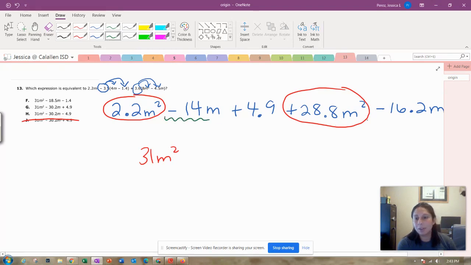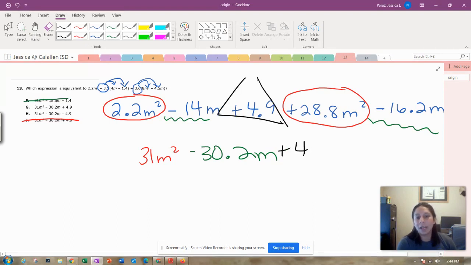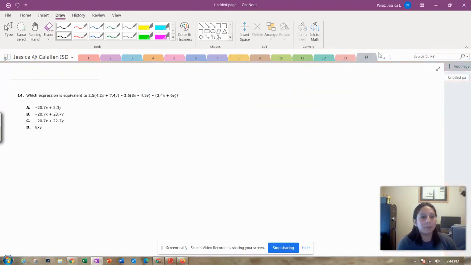Okay, next, we have to combine our m. So m with m, together that's going to give you negative 30.2m. And so far that marks off F, so it's either G or H. And lastly, you're trying to figure out what number you had. We were adding 4.9. So here, adding 4.9, it's G, not J, not H, G.